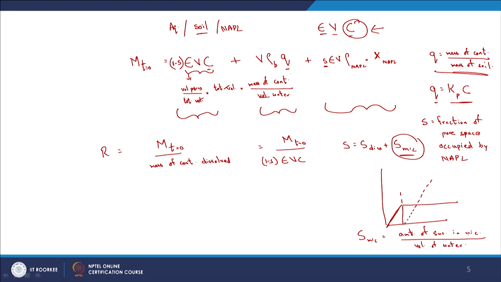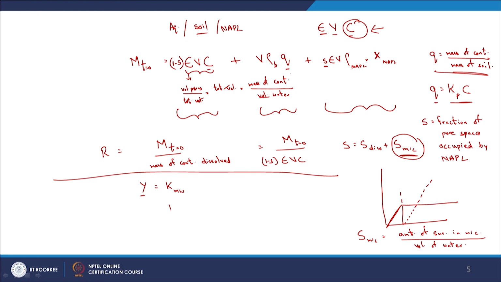Okay. So, that is what we have here, that is the S micelle here, right. Again this is the amount of surfactant in the micelle phase per volume of water. So, now let us try to understand how this scenario is going to change when we add the surfactant, right. When I add the surfactant, some of the mass of the contaminant will be in the micelle, and that I am going to represent as Y, which is the mass fraction, equal to the K micelle water partitioning coefficient.